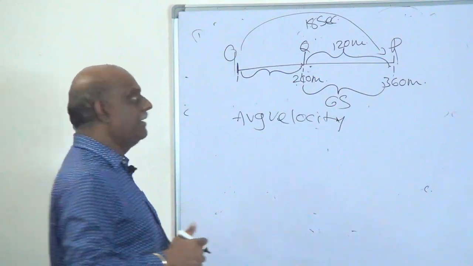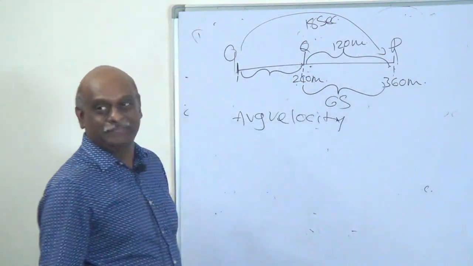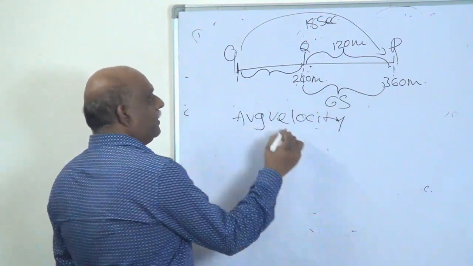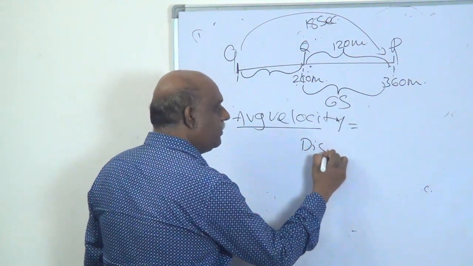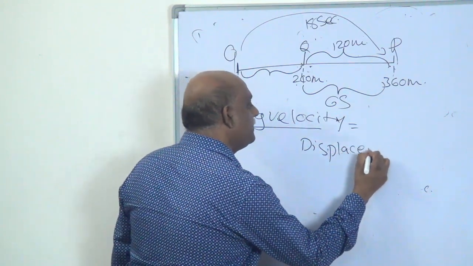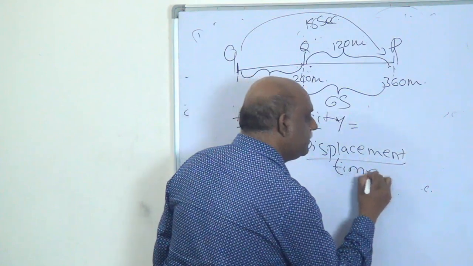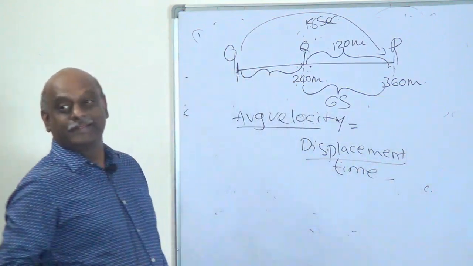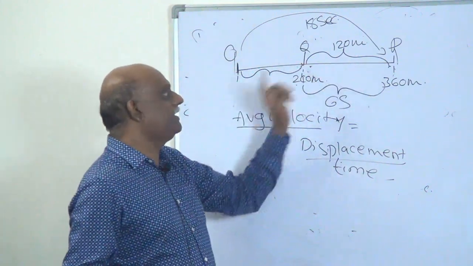From where to where? From O to P and coming back to P to Q. So, for the velocity, what is the numerator? Padapad bolo, displacement is the numerator divided by time. Tension nakko lena. Right? So, displacement kitna ho gaya? A moment ke wajah se.